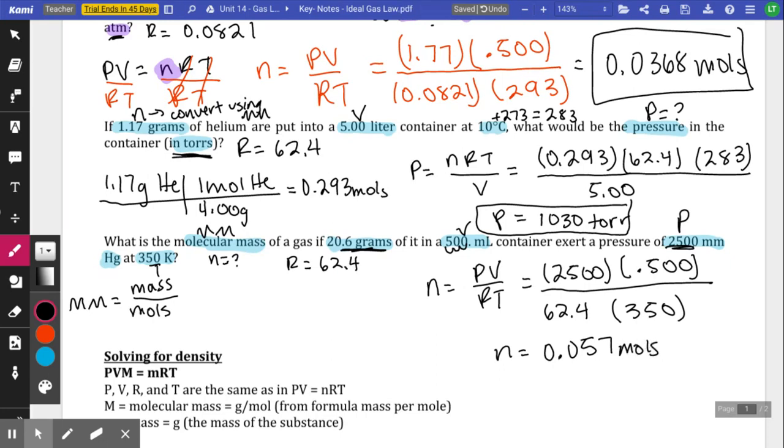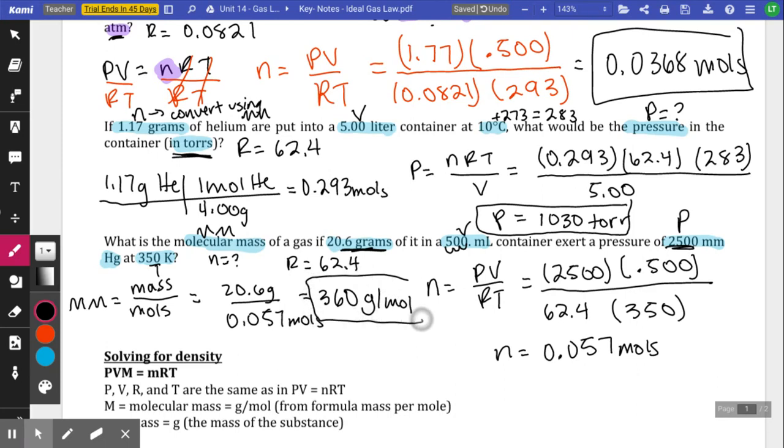All right. And so then I can plug that into my mass divided by moles equation. So I have my mass is 20.6 grams divided by my moles, which is 0.057 moles. And I got 360 grams per mole as my molar mass. I got 361, but since this only has 2 sig figs, I would say 360 grams per mole.